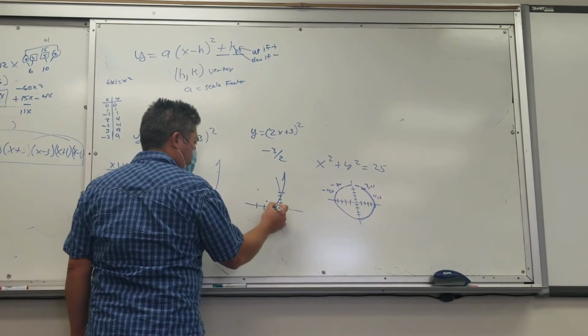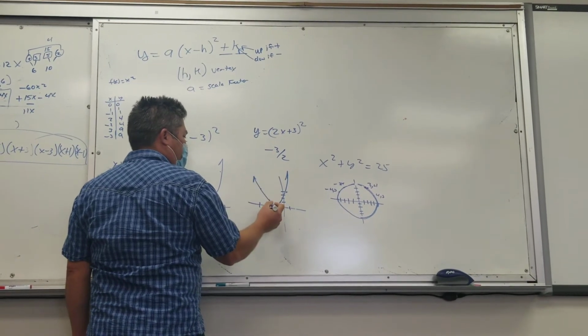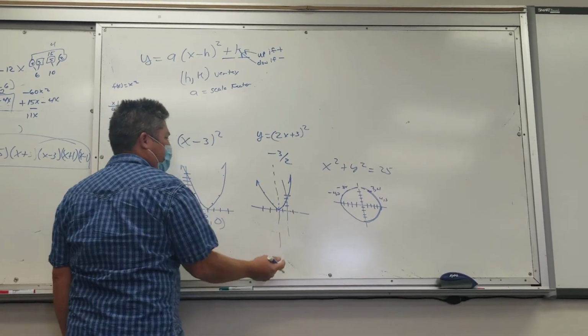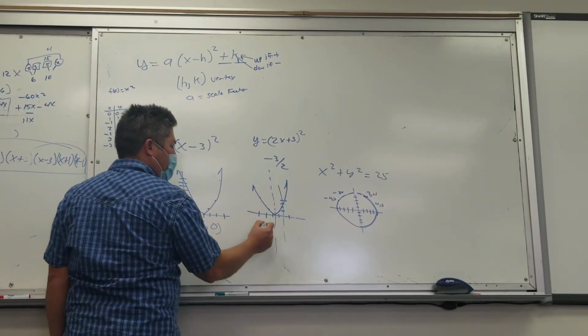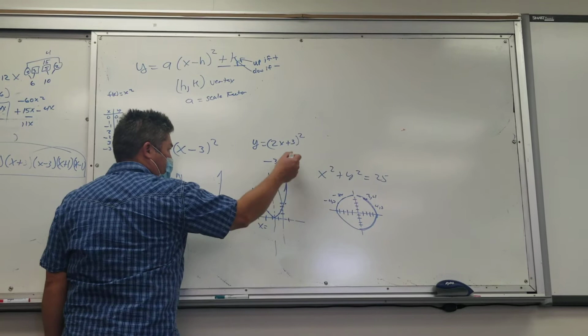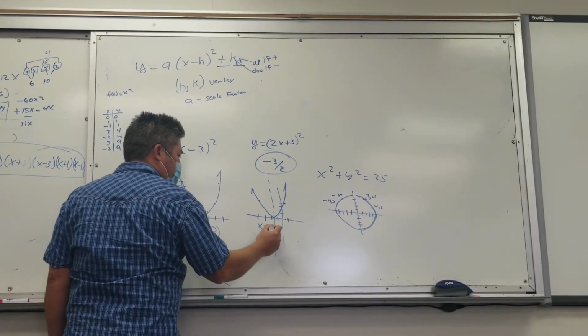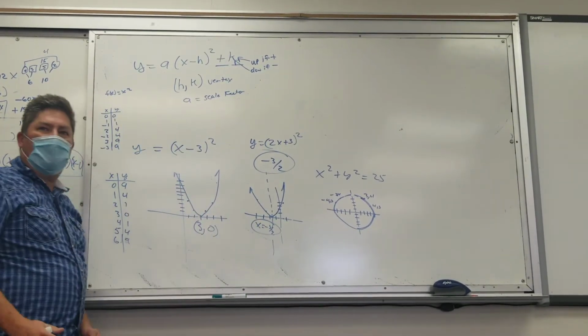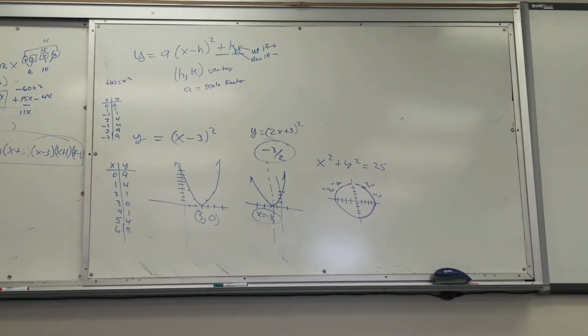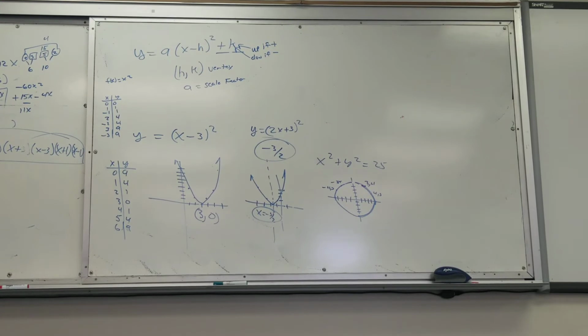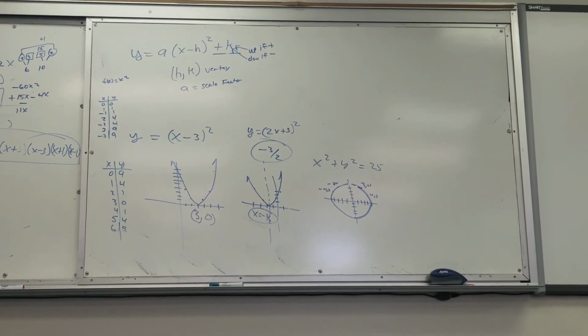Symmetrical. And this line right here is the line of symmetry, obviously. What is this line of symmetry? X equals what? -3/2. That's why it's important to think of it as the value of x that would cause it to be what? 0. Don't think of it as just the opposite sign.